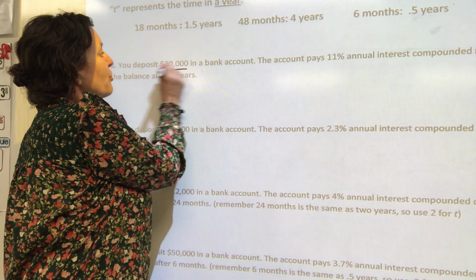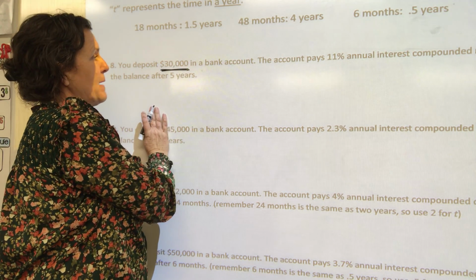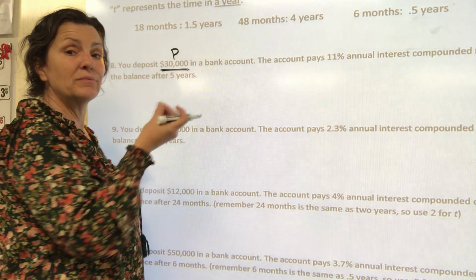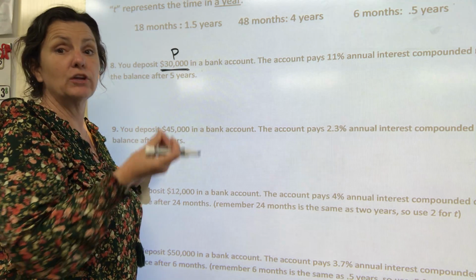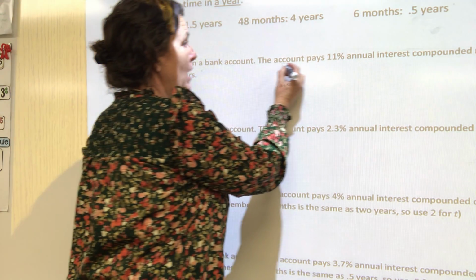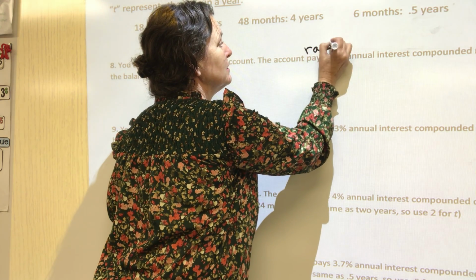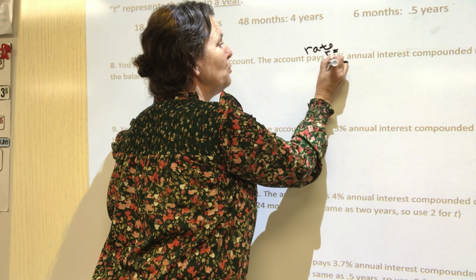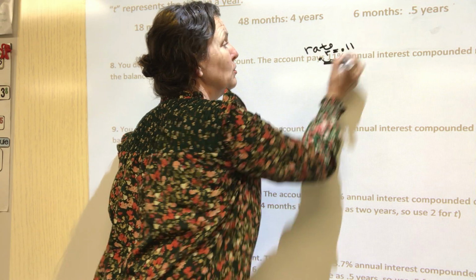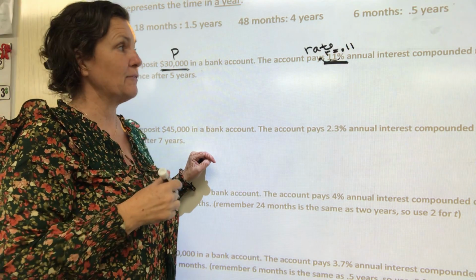You deposited $30,000 in a bank account. That's your principal. That's that starting amount, that initial amount that you placed in the bank. The account pays 11%. That's your rate. That's your R value. And we have to turn it into a decimal. So our R, or rate, is 11%.